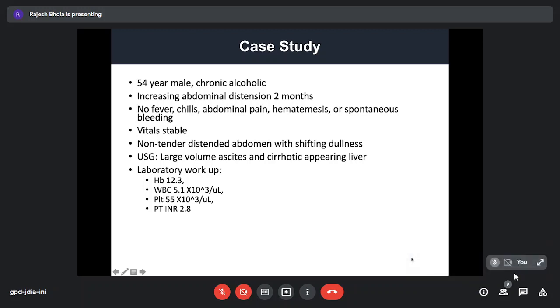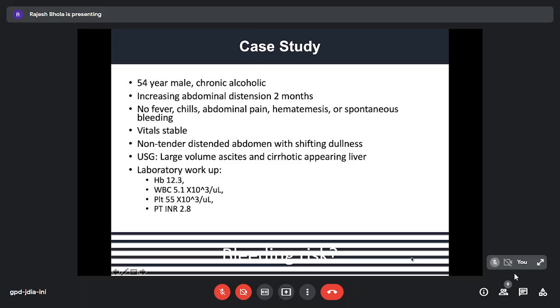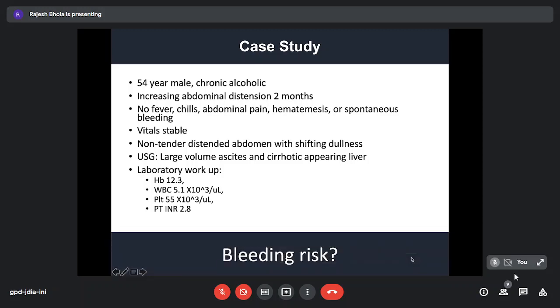Looking at the laboratory workup, the hemoglobin is 12.3 gram per deciliter. WBC count is 5,100 per microliter, platelet count is 55,000, and his PT-INR, which is a very commonly asked test in any coagulation workup, was found to be 2.8. So here, the biggest question is, is this patient at bleeding risk? Looking at the platelet count, looking at a prolonged, elevated PT-INR.